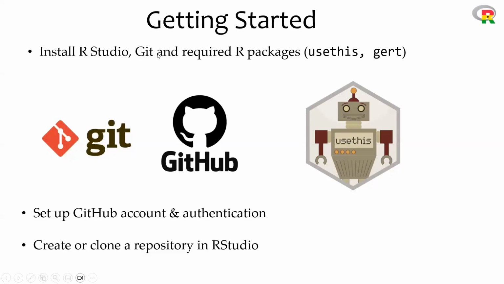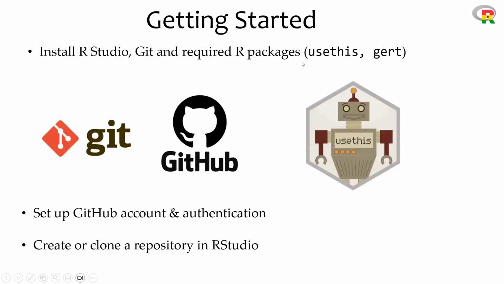And then you need Git. This Git is for the local repository, right? So you need to install Git locally on your laptop or your computer. And then GitHub, that one is online. So you need to create an account and then connect to your RStudio. You create a GitHub account and then you authenticate, right? It's called authentication. It's for security reasons.